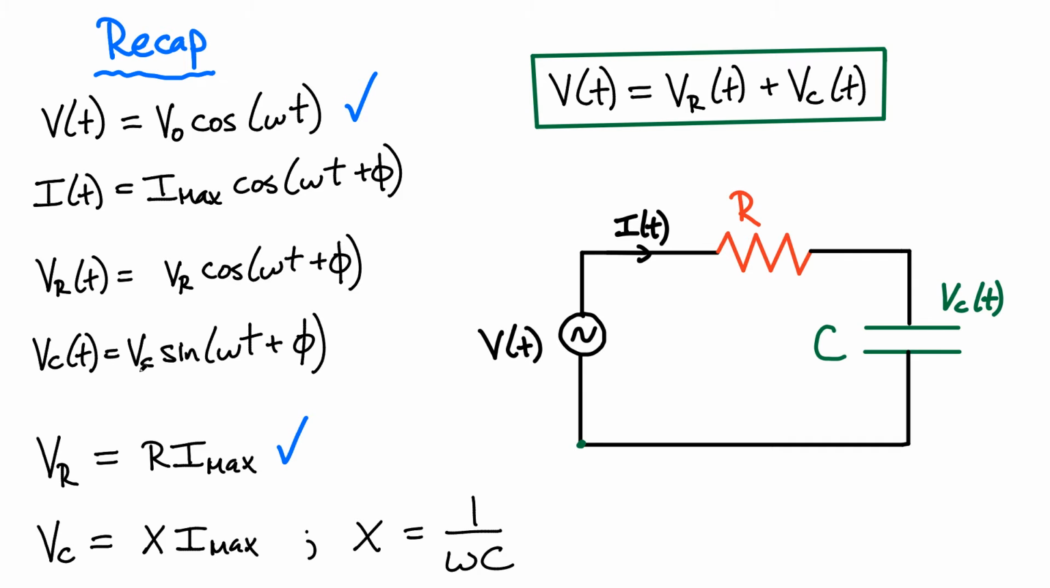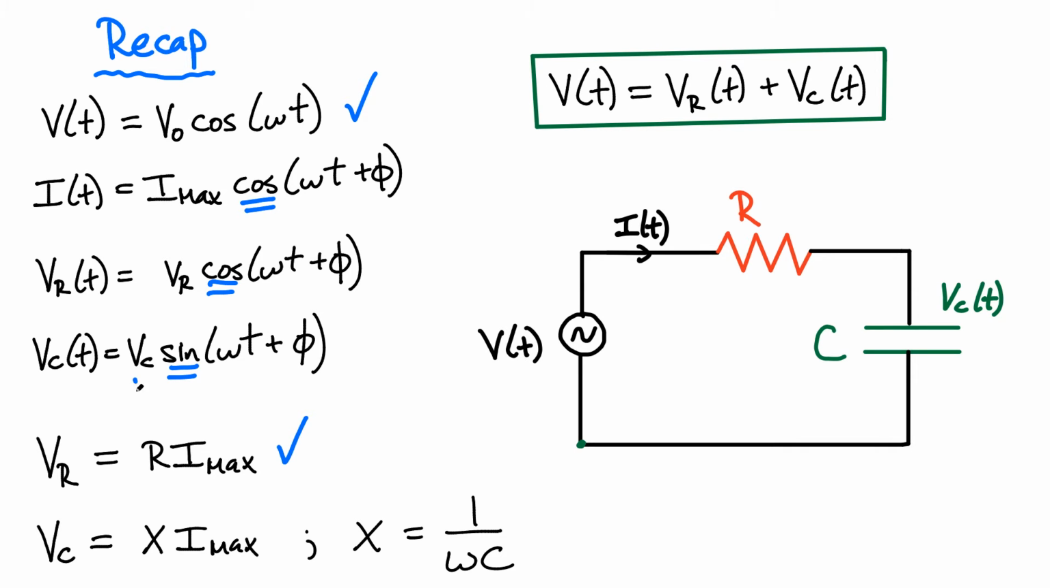The voltage across the capacitor, on the other hand, we had to do something a little bit different. It's not proportional to the current; rather, the derivative of the voltage across the capacitor is proportional to the current. So you have a cosine here, you have a cosine here, but we had a sinusoidal function. And remember, the difference between a sine and a cosine is a phase factor of 90 degrees.